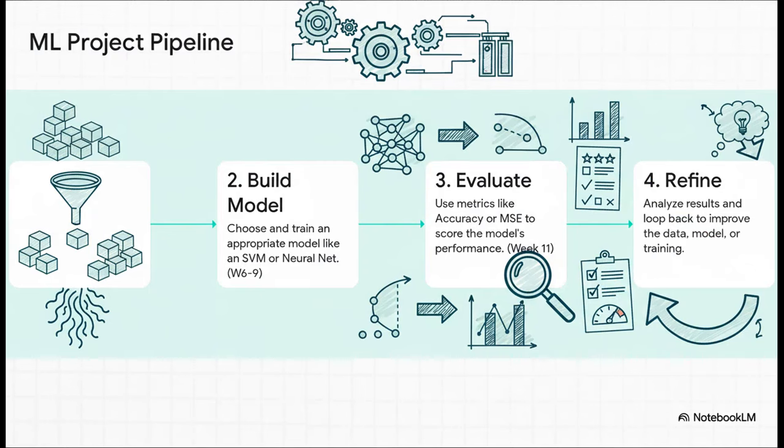So now, let's just take a step back and look at the big picture, the whole machine learning pipeline from start to finish. See how it all connects? You always start by prepping your data. That's week 10. Then you choose and build your model, whether it's an SVM from week 6, a regression model from week 7, or a big neural network from week 9. After it's trained, you evaluate it, using all those metrics from week 11. And in the real world, you almost never stop there. You take what you learn from the evaluation and you loop right back to the beginning to refine and improve. Every single topic we've covered has its place right here in this process.